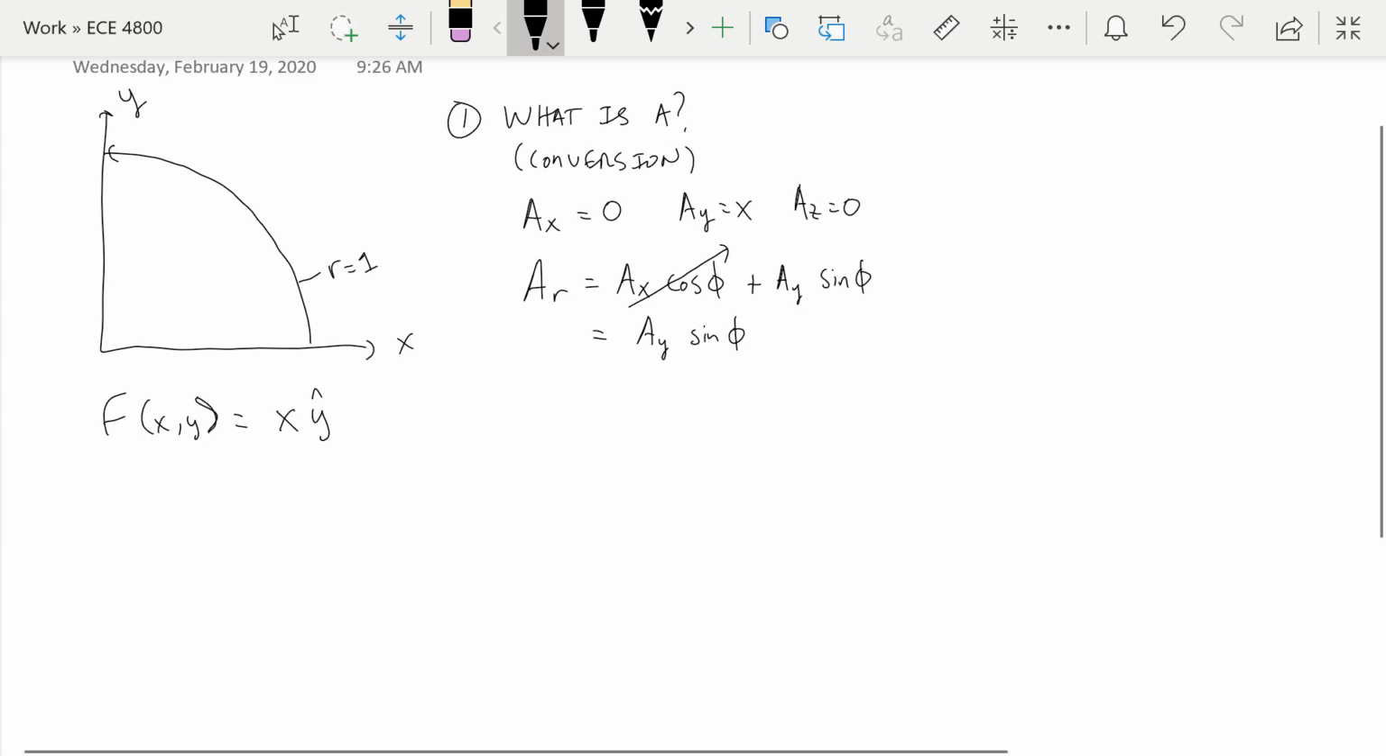Oh, I'm sorry, no. The A_y is equal to x. You can see this here. So this is equal to x sine of phi. Now the next component, A_phi. The formula for that is negative A_x sine of phi plus A_y cosine of phi.